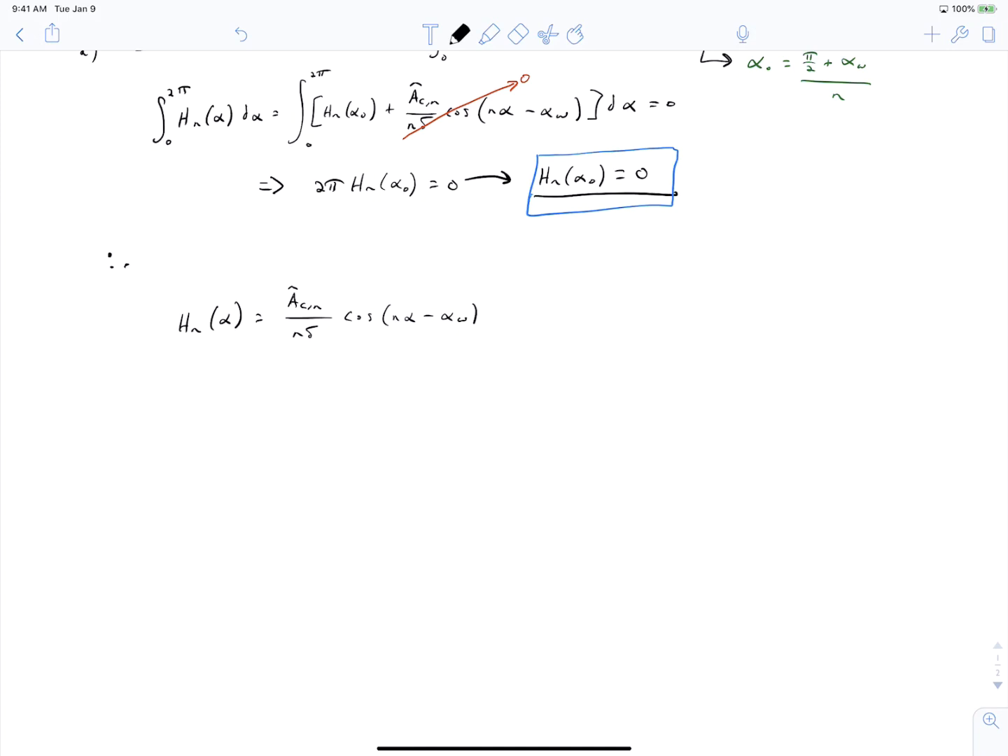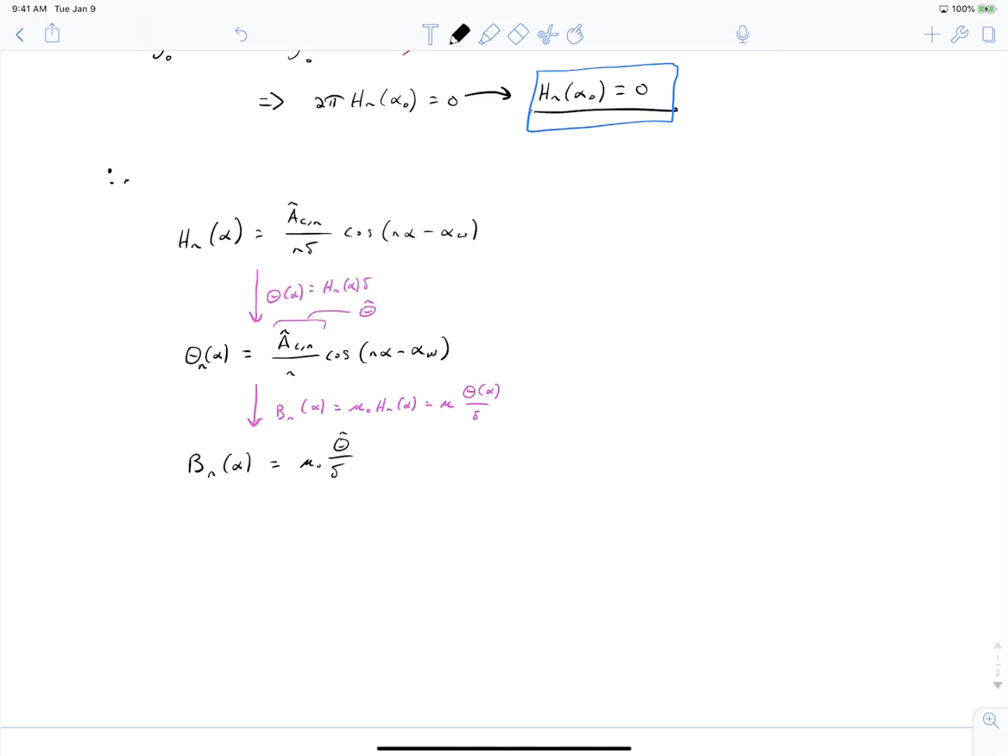And we can use this to determine what our current linkage is. As you recall, current linkage is going to be Hn of alpha times the air gap length. And from this, we can calculate what our magnetic field is in the air gap. So we have our three normal components here. Let's also summarize our tangential component. And all of this is true for when we have a circumferential current density of this form.